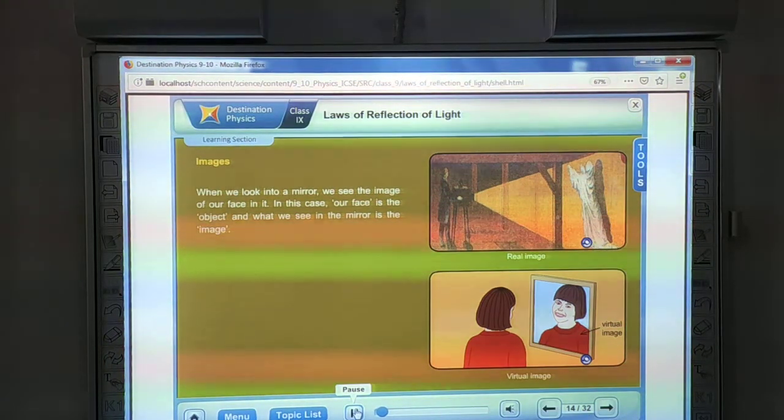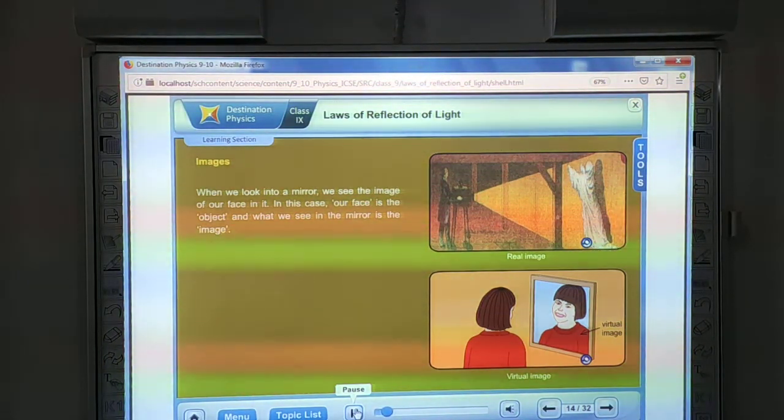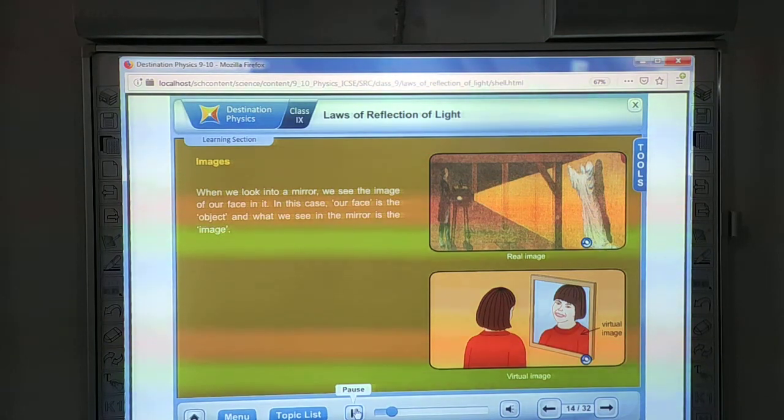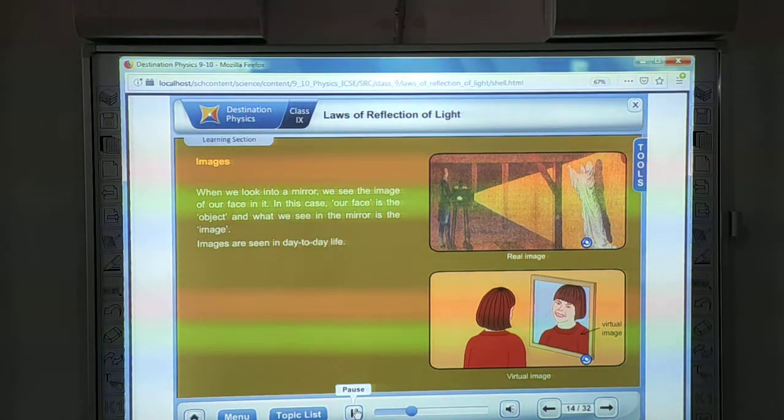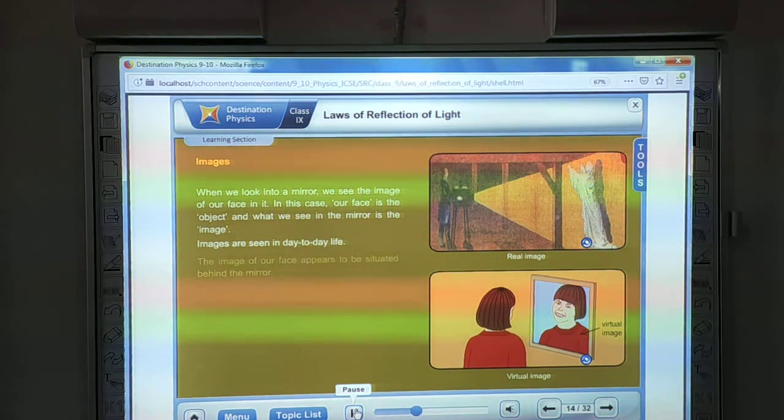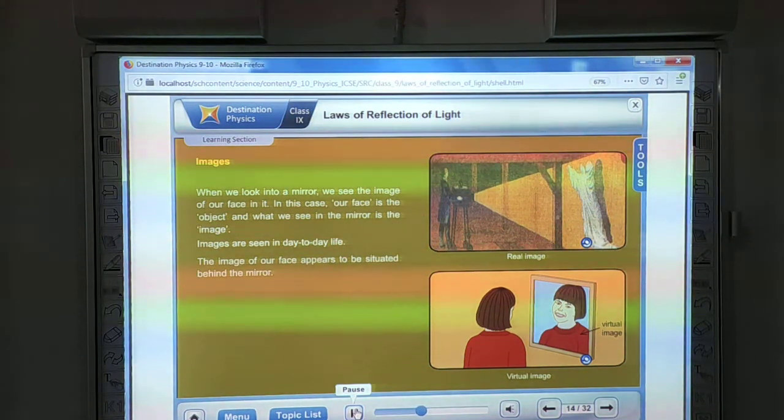Look into a mirror, we see the image of our face in it. In this case, our face is the object, and what we see in the mirror is the image. Images are seen in day-to-day life. The image of our face appears to be situated behind the mirror.